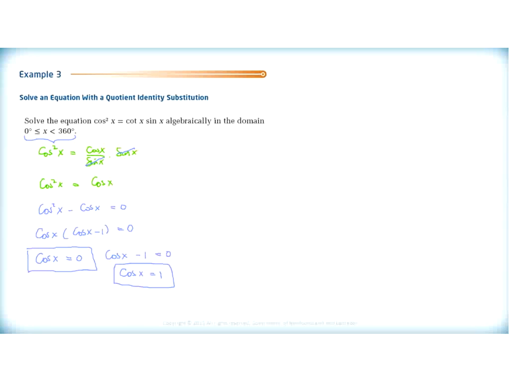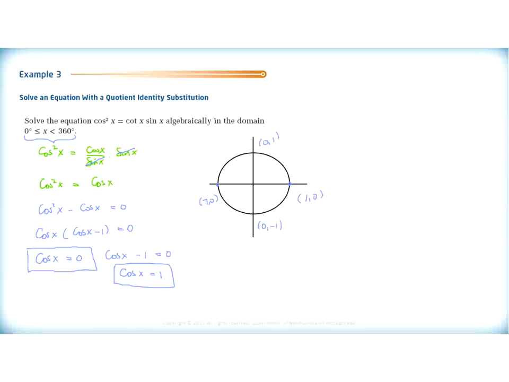And again, if you look at your domain this time, the domain is between 0 and 360, not including 360. So we're looking for answers between 0 and 360. So let's solve both equations. And one of the quickest ways to do that would be to use our unit circle. We could use the graph of cosine like you saw me use the last example.